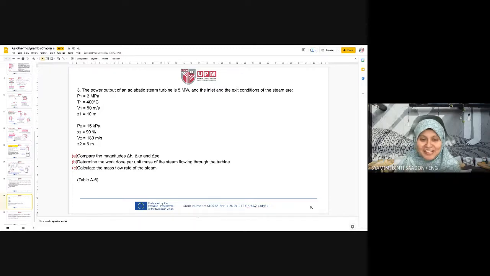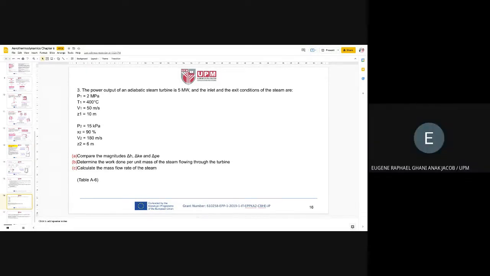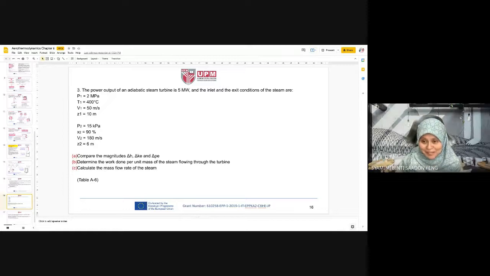Sorry. Okay. Which process occurs usually in a turbine? You want to understand first the process in question number 3. Proses apa yang biasanya berlaku dalam turbine ni? Jadi just now I gave some examples, it's already narrowed down.